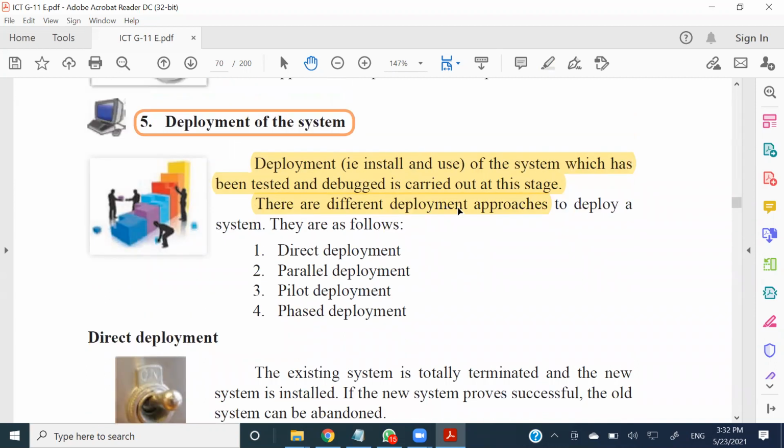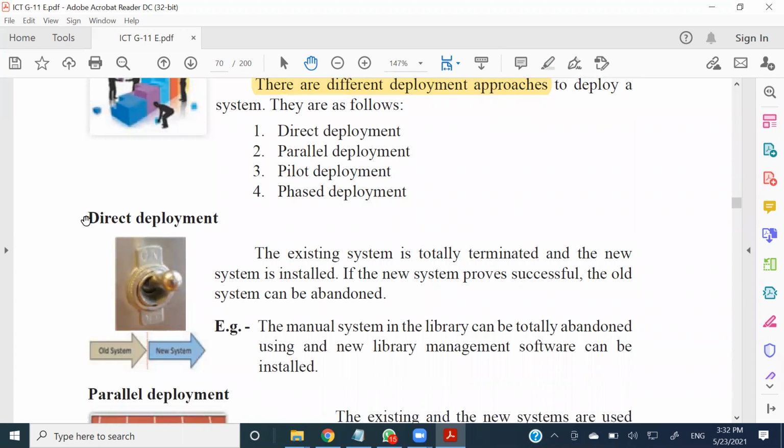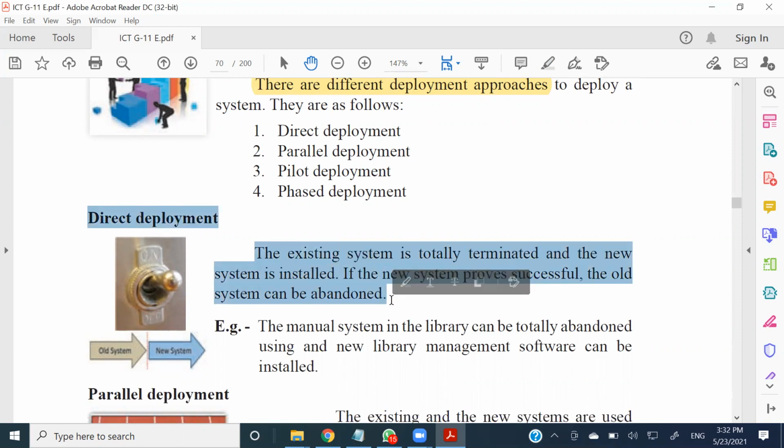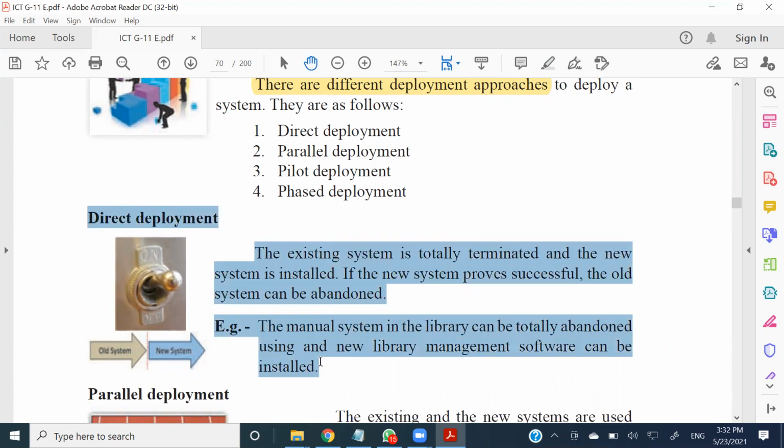Okay, so the first point is about the deployment. The second point is there are different deployment approaches. Then you can put number 1, and you have to go with the explanation, right, as well as the example. So direct deployment, entire thing.